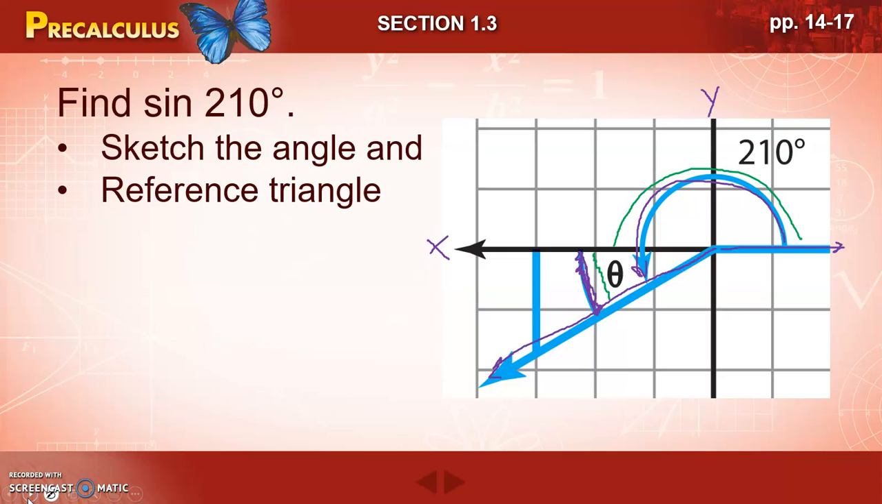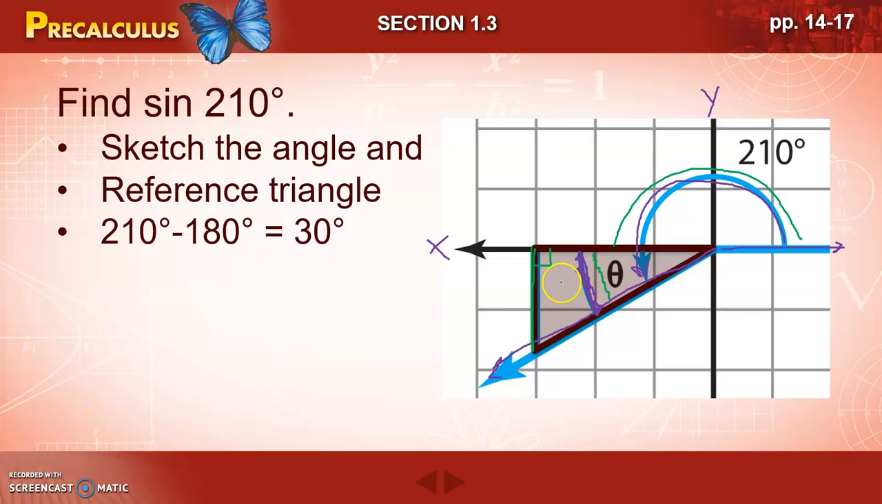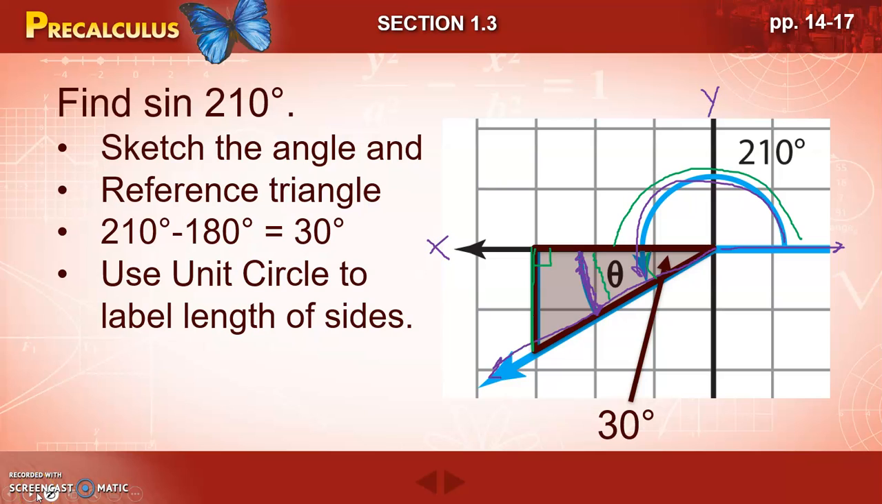So first we're going to sketch the angle and the reference triangle. We're going to take that point on the x-axis and draw a line down to the terminal angle. That forms a perpendicular line there and a right triangle. So that creates our reference triangle. We then figure out that our reference angle, 210 minus 180 degrees, is 30 degrees. So we now know that this angle right here is 30 degrees. If we know that that angle is 30 degrees, we can go back to our unit circle and look at what the sine of 30 degrees is.